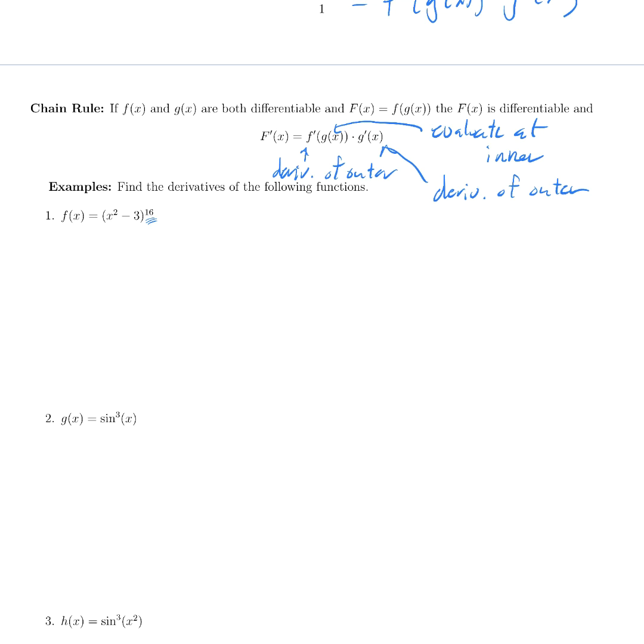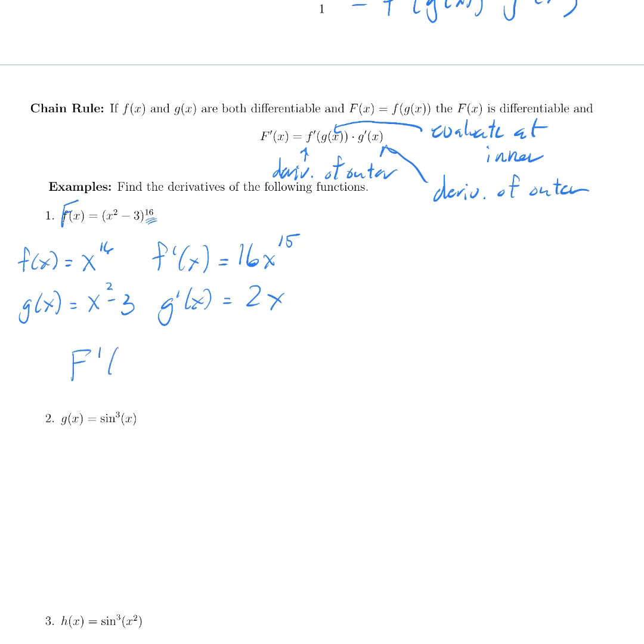So this looks like the composition of two functions. Sorry about that, let's rename things. So f of x is x to the 16th, and going into f is g of x, which is x squared minus 3. Okay, well, f prime is just 16x to the 15th, and g prime is just 2x.